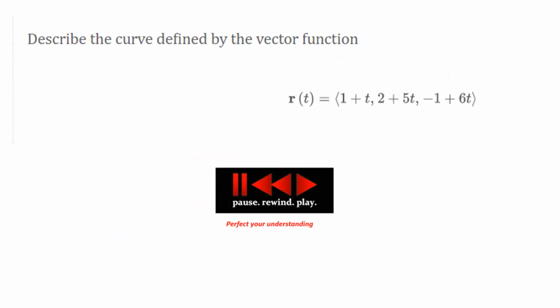Describe this curve defined by the vector function r of t is equal to the bracket 1 plus t, 2 plus 5t, minus 1 plus 6t. You know what to do. Let's see how you did.